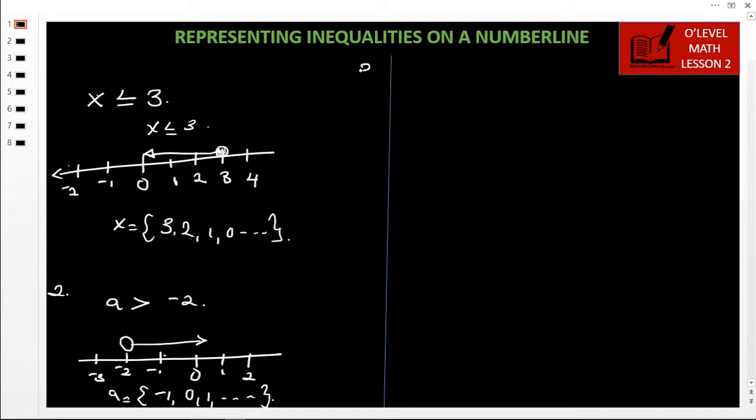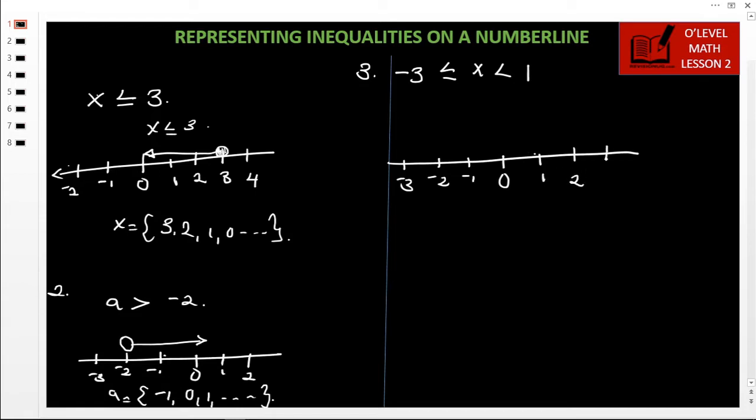Okay, example 3 here, I think we are together. They can give us this: negative 3 is less than or equal to x, which is less than 1. Now this one is what we call an intersection. So we have our 0, negative 1, then negative 2, negative 3, and again we have 1, then 2 and 3.